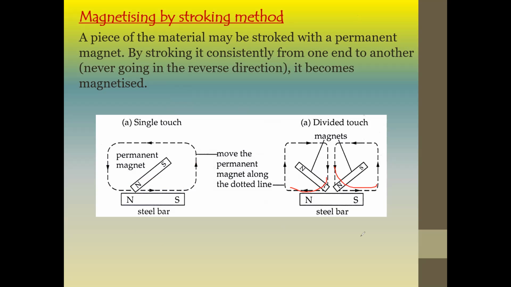Why will this work? Because the permanent magnet has a magnetic field and this material has domains. The magnetic field of the permanent magnet affects the arrangement of the domains and causes their alignment. When the domains are aligned, the material will behave like a magnet. But this can only be used for steel, because iron cannot be permanently magnetized. It is a temporary magnet.